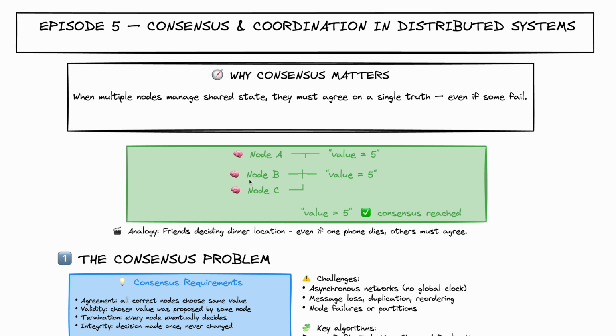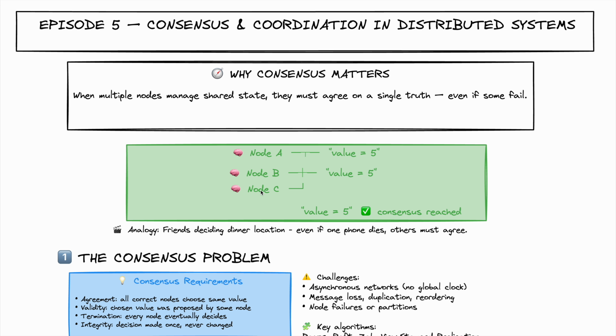So what does that mean? Let's take this example. Let's say we have three nodes, A, B, and C, and each is an instance of our application. They may have different values, but we need to make sure that each of these nodes has the same value. Otherwise, our system is inconsistent.